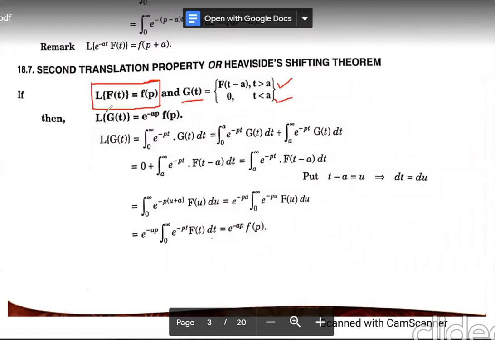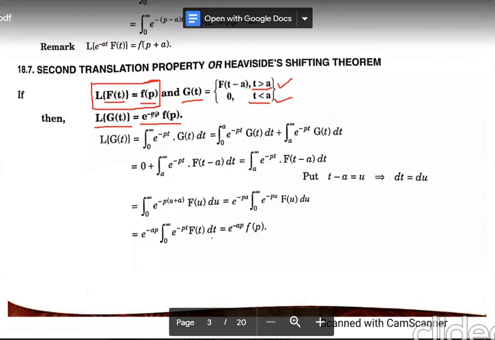That means if we know the Laplace transform of some function f of t is F of p, and there is another function related to this f of t, so that g of t is equal to f of t minus a if t is greater than a, and 0 if t is less than a. Then the second shifting property says that the Laplace transform of g of t is nothing but e to the power minus ap into F of p.